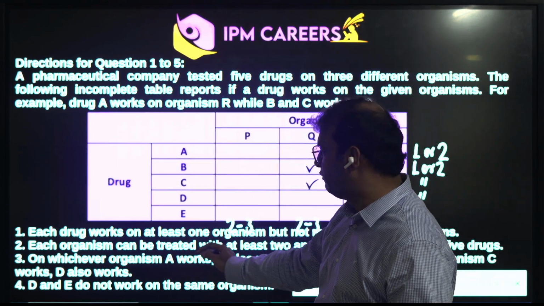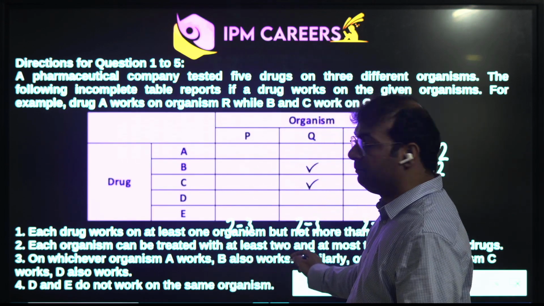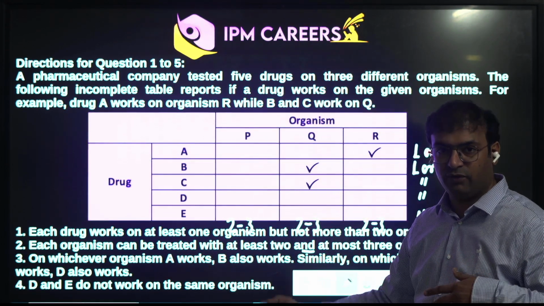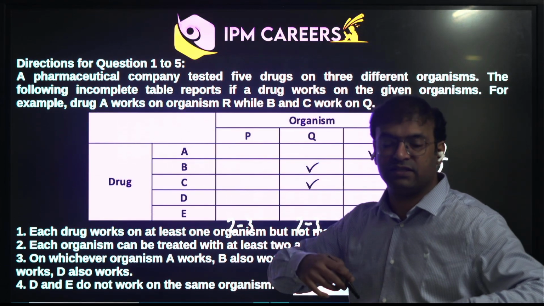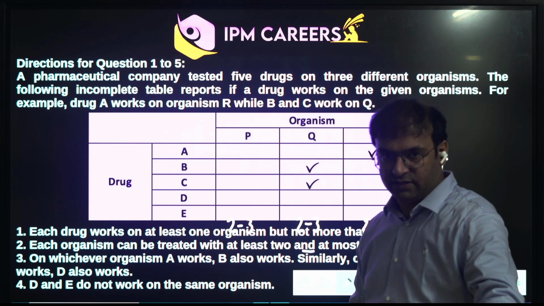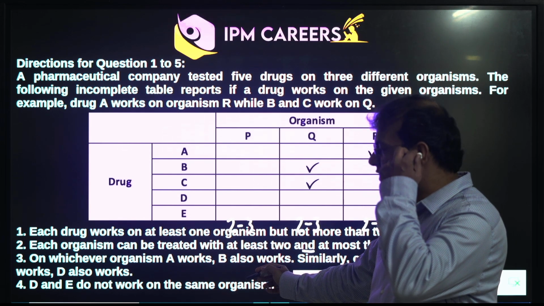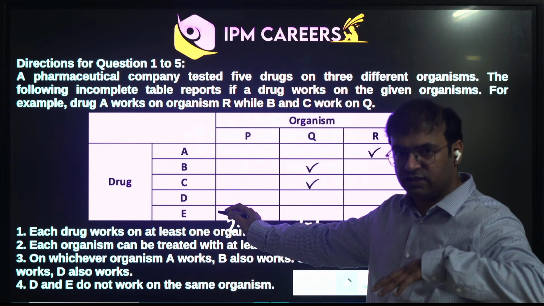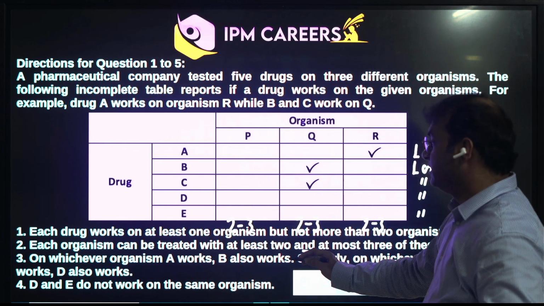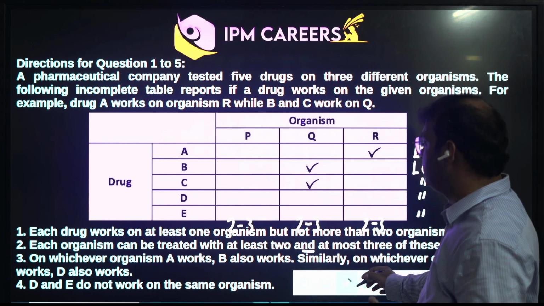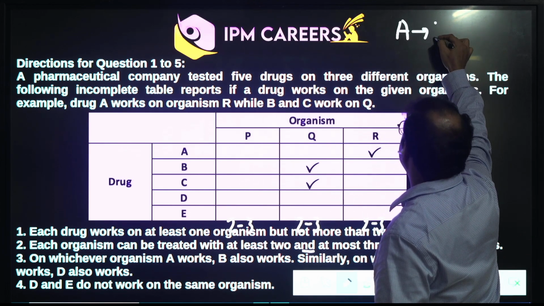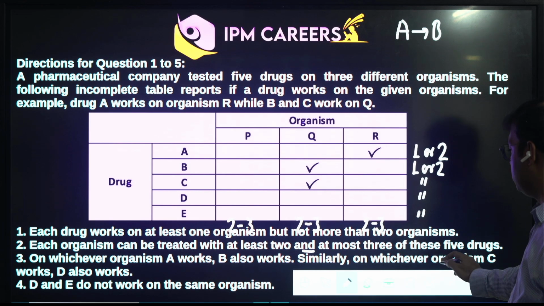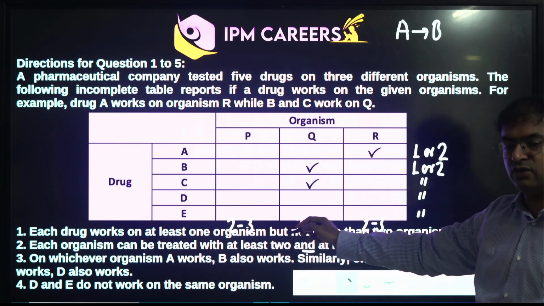Next line says that on whichever organism A works, B also works. This is a very important point. Though the meaning of this can be discussed in detail in some other session, right now let's do this only for this particular set. So they are saying that on whichever organism A works, B also works, and similarly on whichever organism C works, D also works.